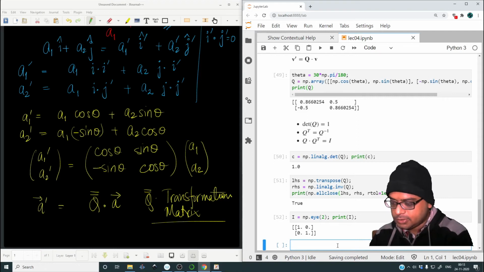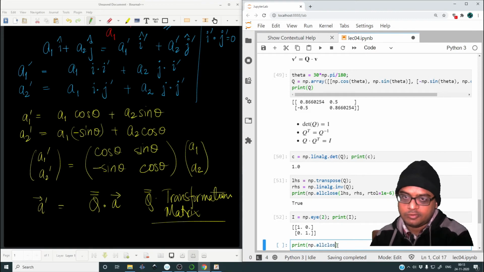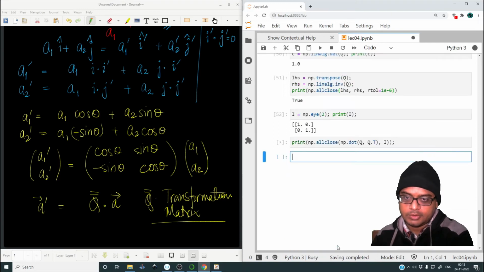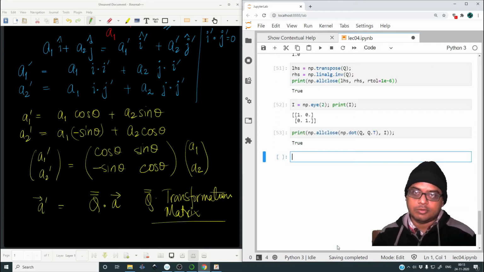So let me do this directly. So print np dot allclose np dot dot Q comma Q dot transpose, and I have to check whether this is close to I or not. Okay, so it is in fact equal to I.